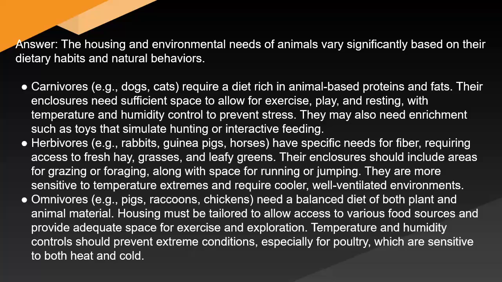Omnivores, e.g., pigs, raccoons, chickens, need a balanced diet of both plant and animal material. Housing must be tailored to allow access to various food sources and provide adequate space for exercise and exploration. Temperature and humidity controls should prevent extreme conditions, especially for poultry, which are sensitive to both heat and cold.